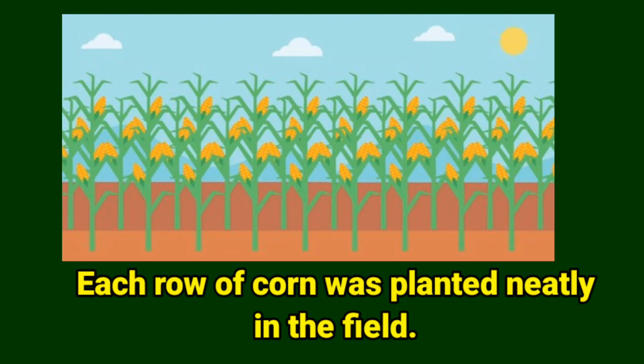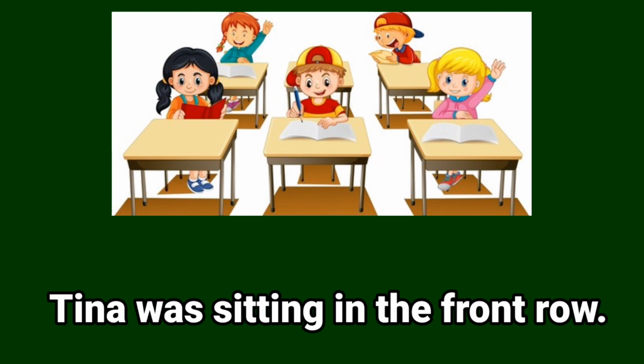Here, the sight word row means a line of things arranged next to each other. Let us read this sentence. Each row of corn was planted neatly in the field. Circle the sight word row. R-O-W, row. Good. Next sentence.